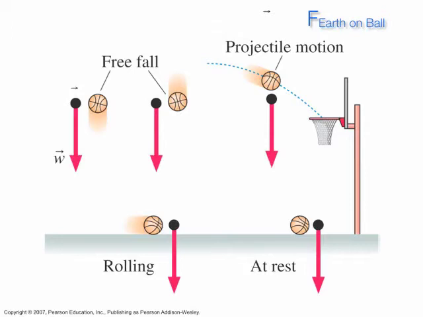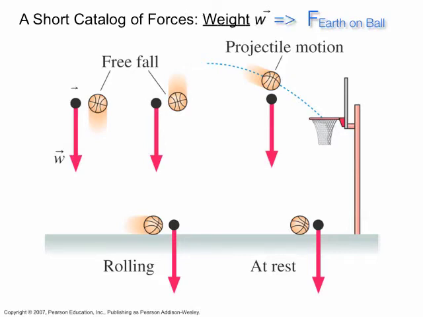But the Earth doesn't care whether the object is in free fall, or whether the object has been tossed for projectile motion. The Earth still pulls down on it, still has the same weight, mass times g. The Earth doesn't care whether the ball's at rest or rolling along the floor or bouncing. It still pulls down with the same exact force, which is always equal to mass times gravity, or mg. So weight is the force of the Earth on the ball, equaling mg always, even if it's not in free fall, even if it's not accelerating, even if it's at rest. The value of the force of the Earth on the basketball, or on any object, is m times g.